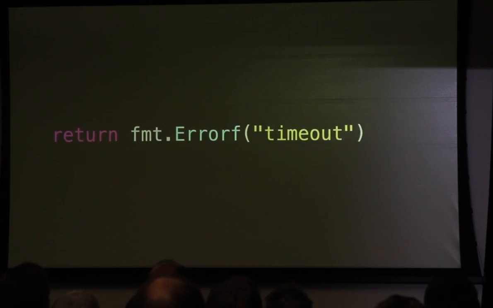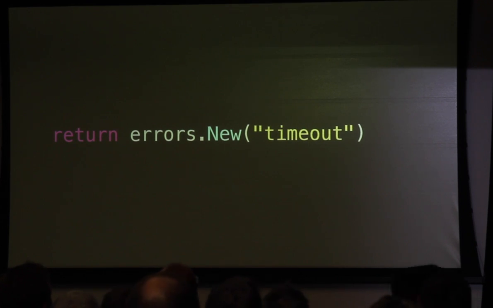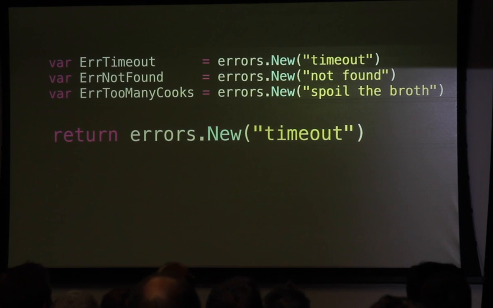So we could return standardized strings. Using something like the fun package, we can just return an error, and this will create a new error exactly the same as this, and pass the error back. But we could take that a bit further. We can create defined errors in our packages, and then we can return those.